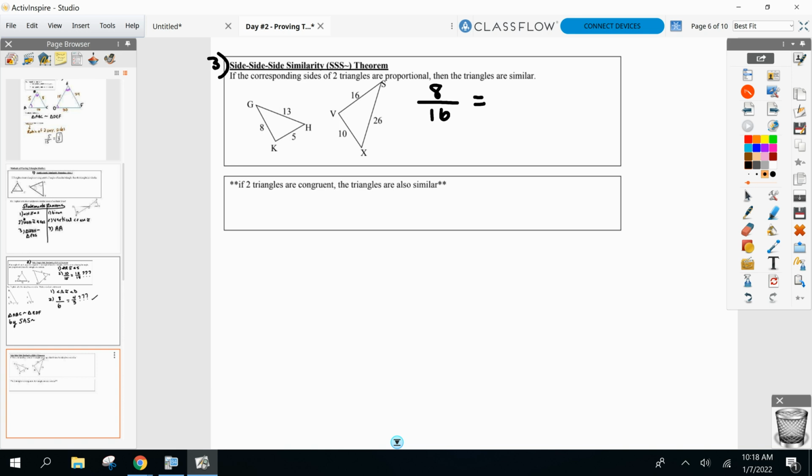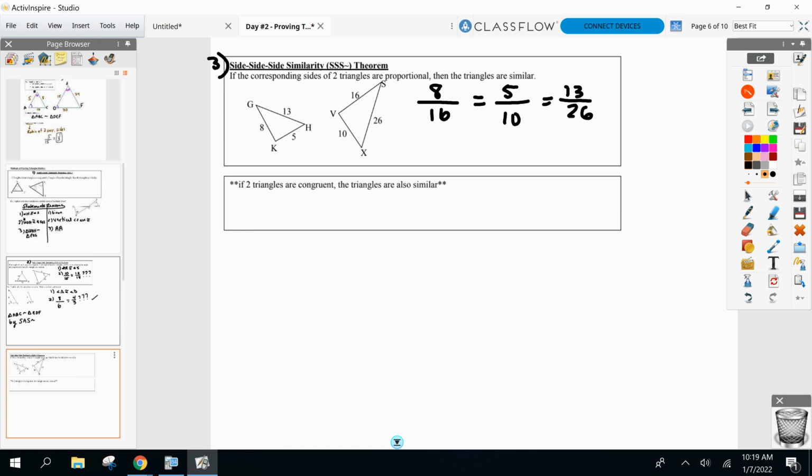Is that the same ratio as, let's go, pick another side for me. 5. What's the 5 going to correspond with? 10. Now, it's looking pretty good, right? But what's the name of this method? Side, side, side. You have to check the third. I don't care if this works. It's not the side method. It's side, side, side. So we also have to check if 13 and 26 are the same ratio as the other two.